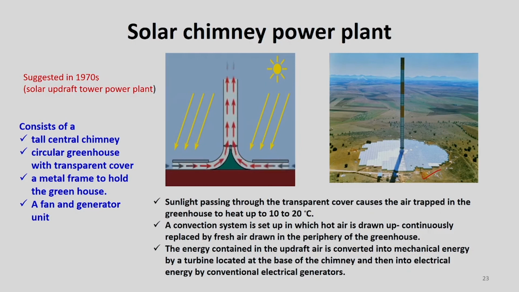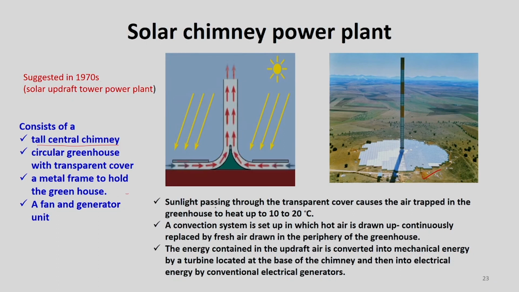This was suggested in the 1970s and it is also known as a solar updraft tower power plant. It consists of a tall central chimney, then a circular greenhouse with a transparent cover. This is the greenhouse and it is very transparent to solar radiation. A metal frame is required to hold the greenhouse structure, and a fan and generator unit. The generator part is not shown here, but it has to be taken out, and then electricity can be generated.